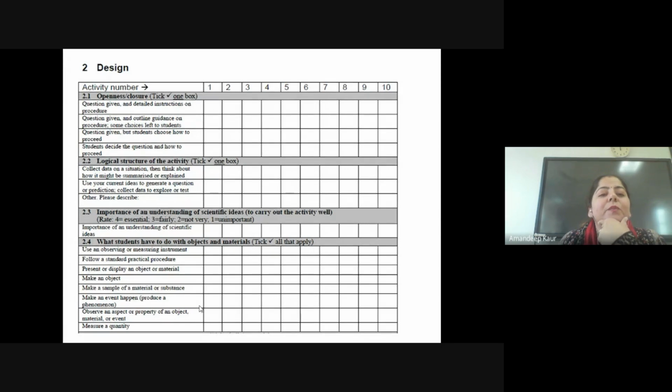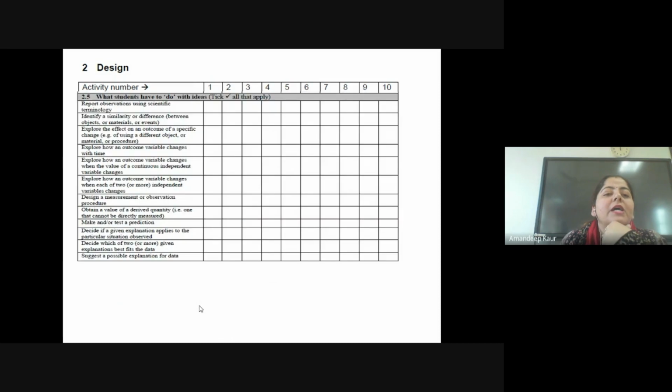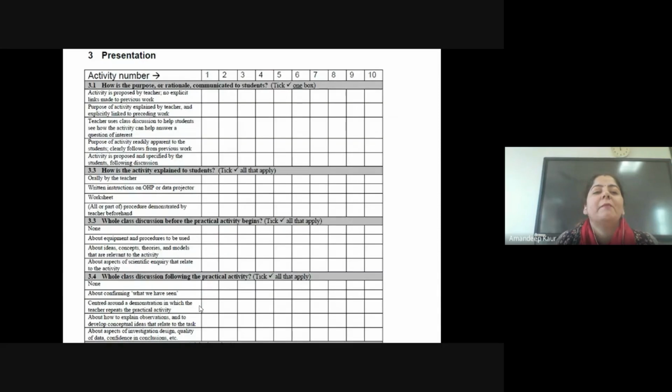Design will include openness and enclosure, logical structure of the activity, understanding of the scientific idea, and what the student has to do with the object and with the material. That is again part of the design activity: what the student has to do with the idea. So once the activity is known to the student, in what fashion the student needs to perform that activity is again part of the design.